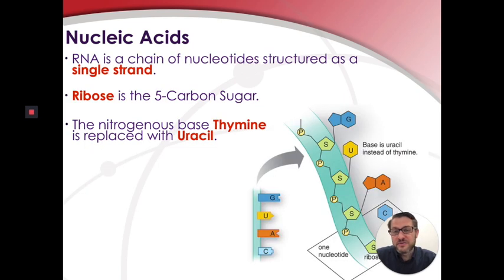There are 3 major differences between a DNA molecule and an RNA molecule. The first is that RNA is a single strand rather than a double strand. So RNA is only half of that ladder structure.